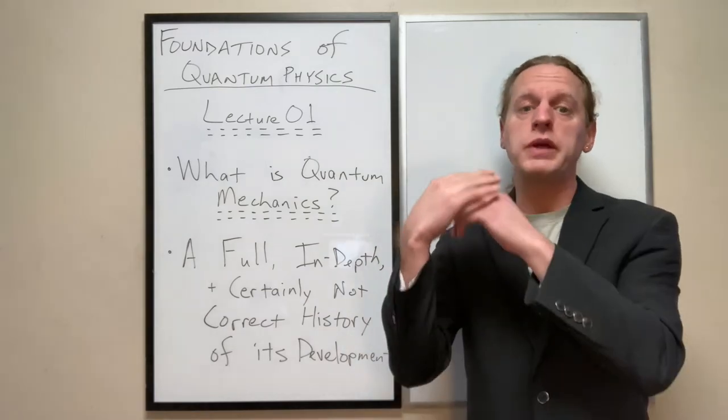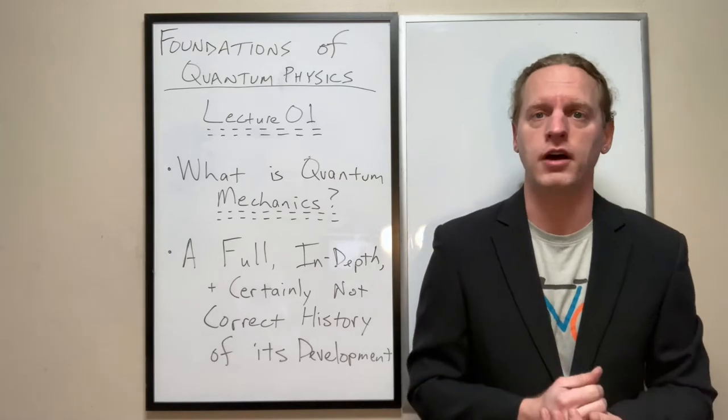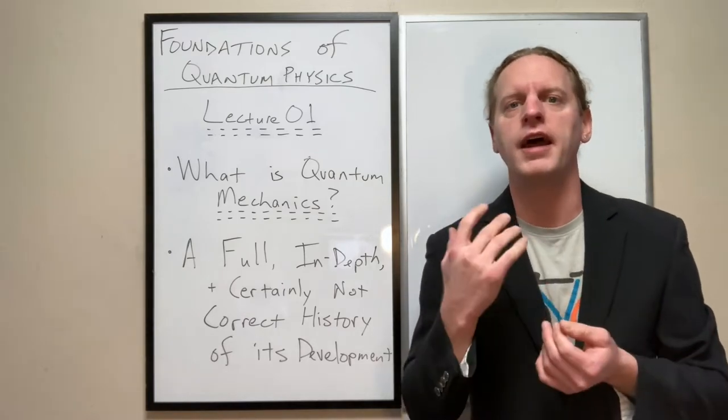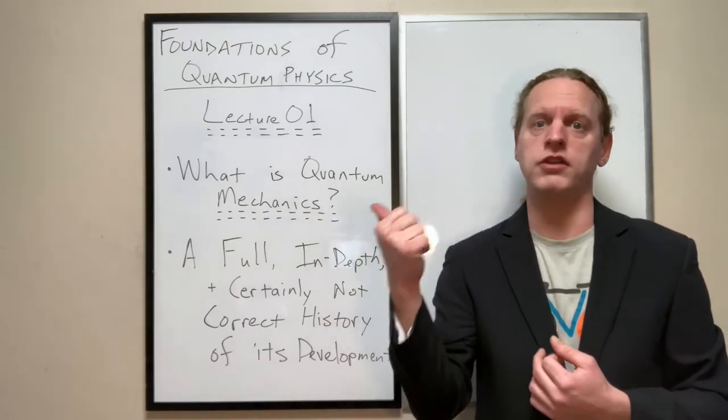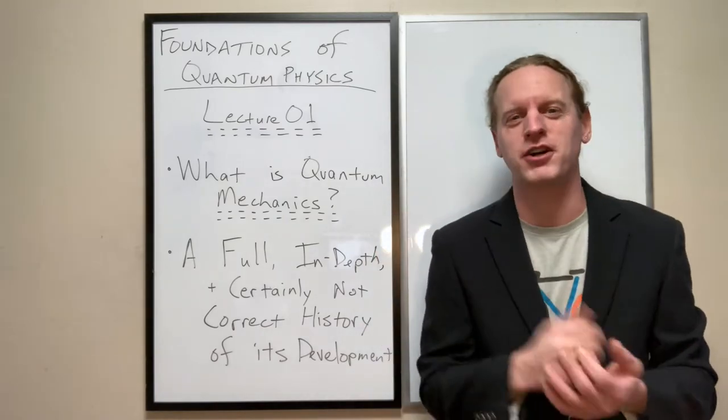And then, as we develop it further, we're going to get into some more of the mathematical intricacies of what quantum physics involves. And this is where we see the Schrödinger equation, the Heisenberg uncertainty principle, all that famous stuff that you've hopefully heard about before.